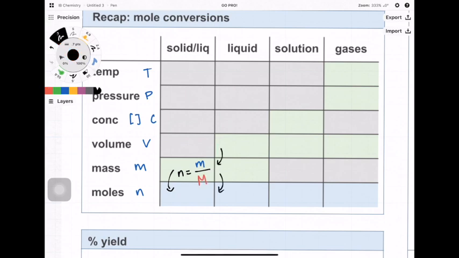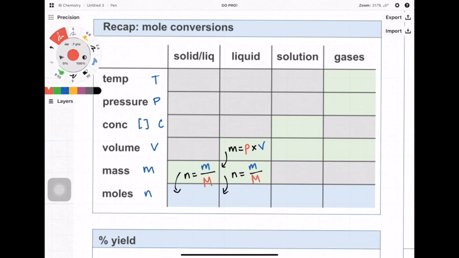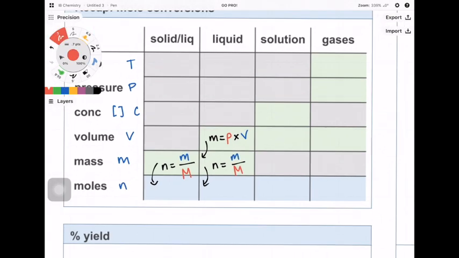For solids and liquids, you need to be able to convert from mass to moles using molar mass. For liquids, you need to be able to convert from volume to mass to moles, using rho, density, and then using molar mass. For solutions, you need to be able to convert from concentration and volume to moles using the formula concentration times volume.